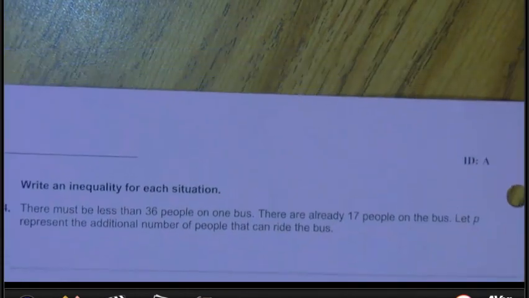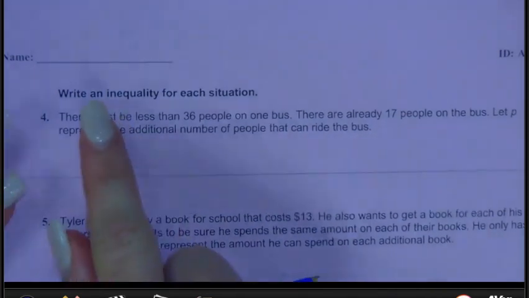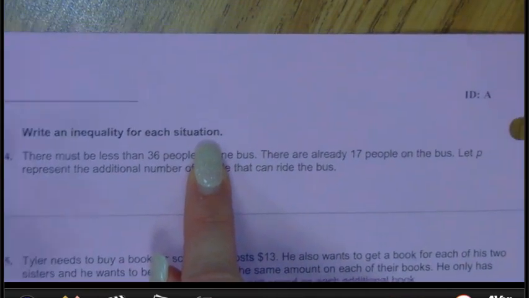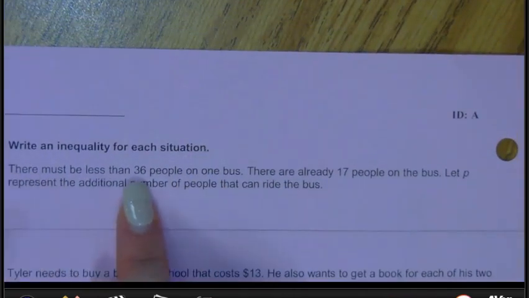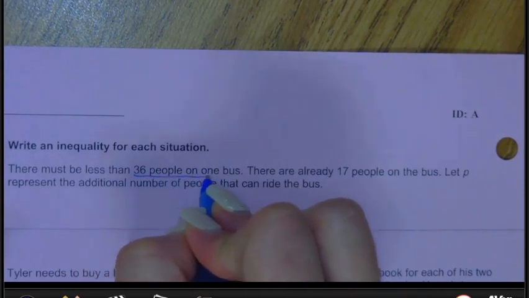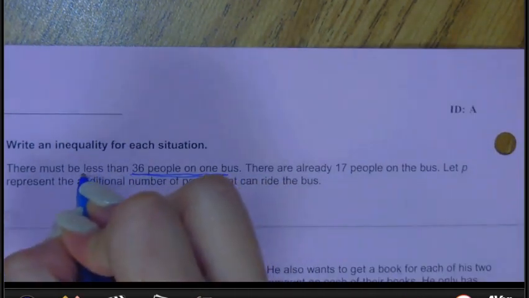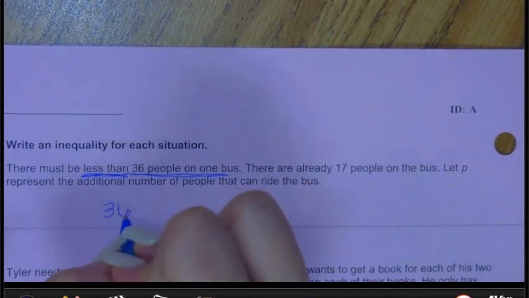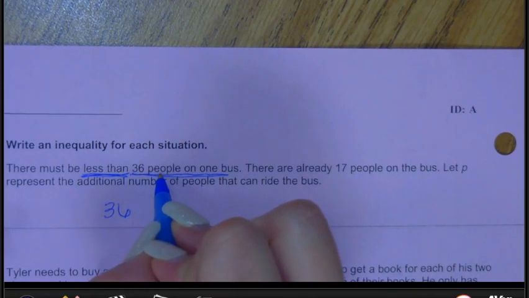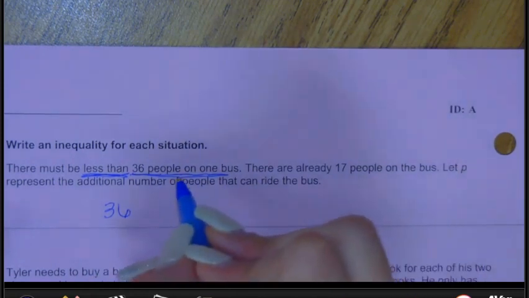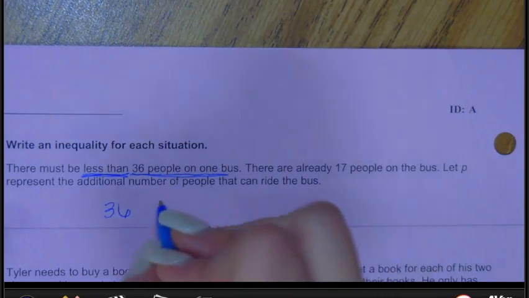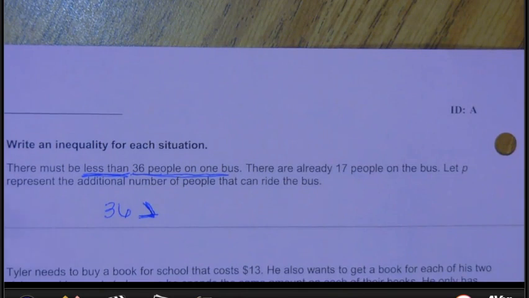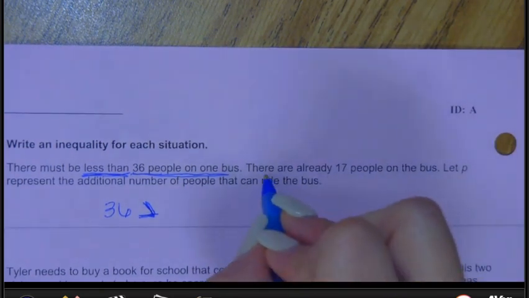All right, number 4. It's asking me, write an inequality for each situation. Okay. There must be less than 36 people on one bus, and I have less than. Okay. So that means there's 36. Can I have more than 36? No. Can I have exactly 36? No, because I have to be less than. So 36 is the largest number on my bus.